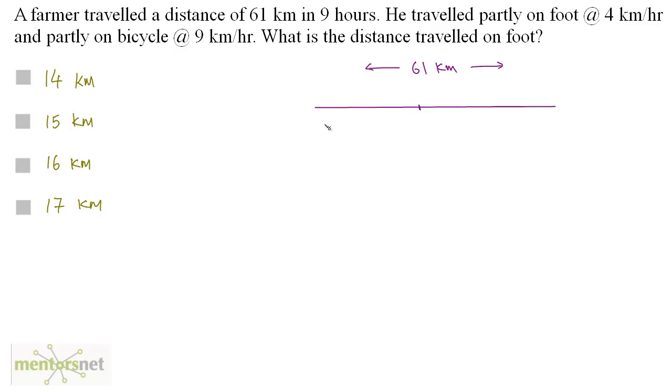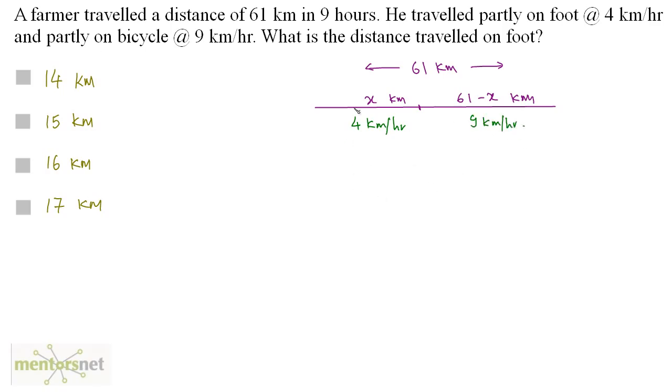So the farmer travels a distance of 61 kilometers in total. Now some part of this 61 kilometers he travels on foot and the rest of the part on bicycle. Let us consider that the part he traveled on foot be x, and the rest of the part that he traveled on bicycle will be obviously 61 minus x, and the unit will be kilometers, right? Now we have been given the speed of his travel on foot as 4 kilometers per hour and the speed of his travel on bicycle as 9 kilometers per hour.